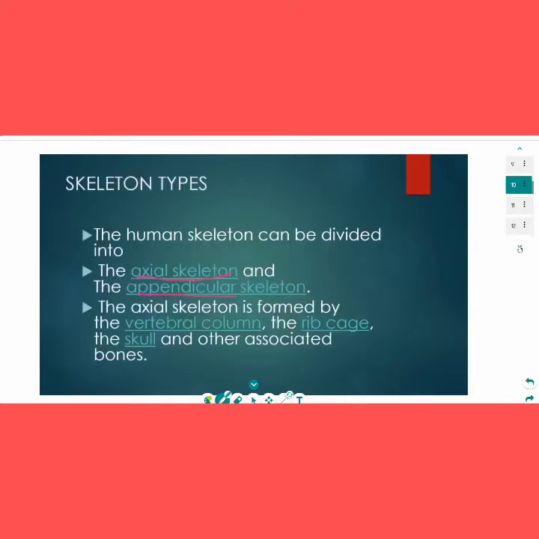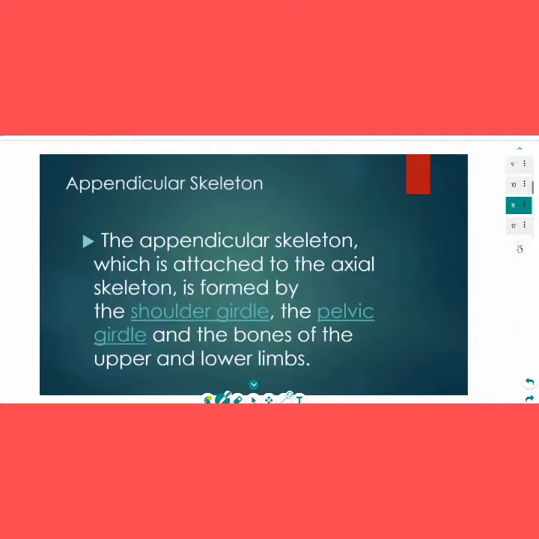So there are 2 types of skeleton. What are they? Axial and appendicular. So the axial portion contains the skull and the spine portion and the rib cage. Do you remember what portions are included in the appendicular skeleton areas? It's legs, arms, shoulder, and pelvic. Yeah, good.